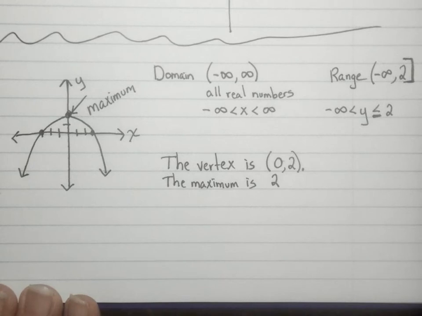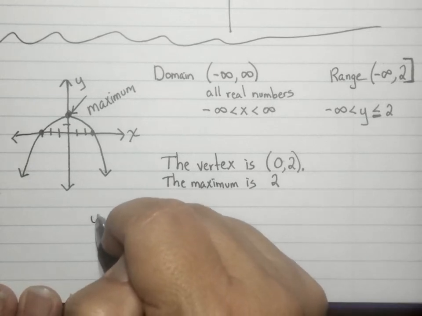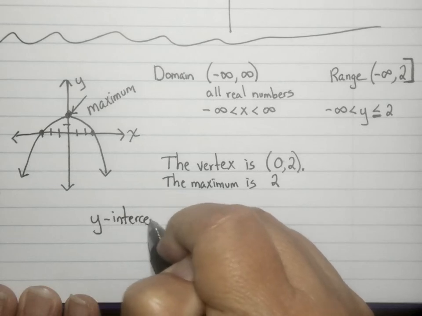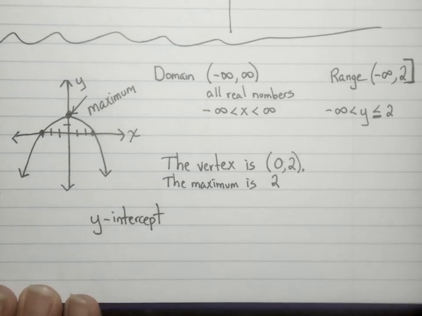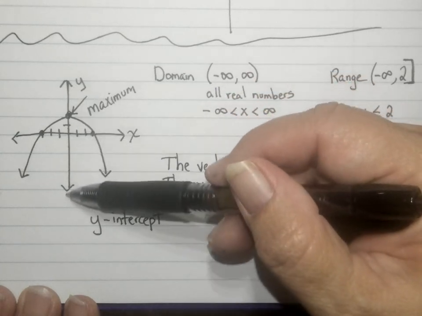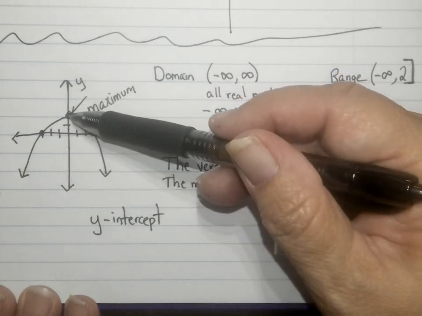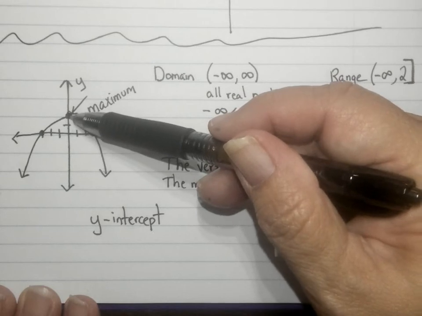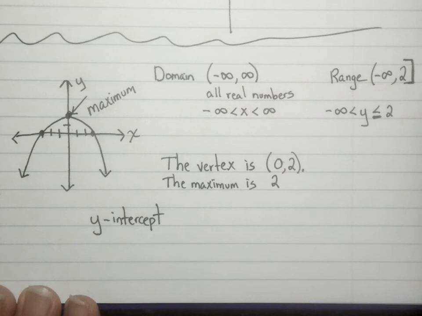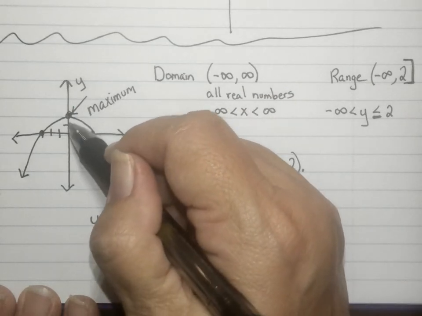Alright, 2 more things. The y-intercept. Where does this graph cross the y-axis? Right here. But we want to say an ordered pair of (0, 2).